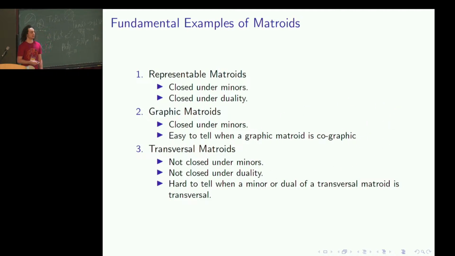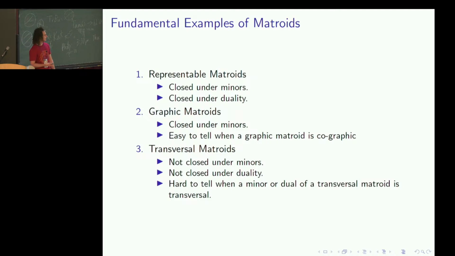Transversal Matroids, on the other hand, have none of these properties. They're not closed under minors, they're not closed under duality, and it's actually really hard to tell. If I have a minor or a dual of a transversal Matroid, is it transversal? If it is transversal, what does it look like? This problem is actually not even in NP. It's harder than that if you know anything about complexity theory. So this is really hard. Transversal Matroids are just really bad at everything.